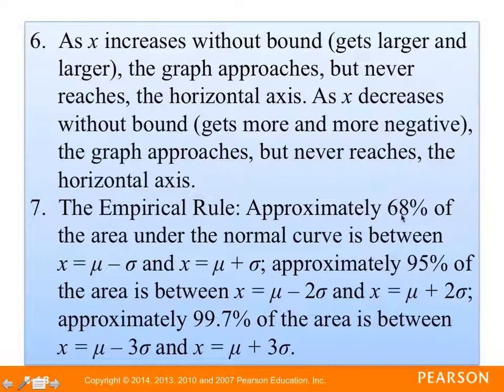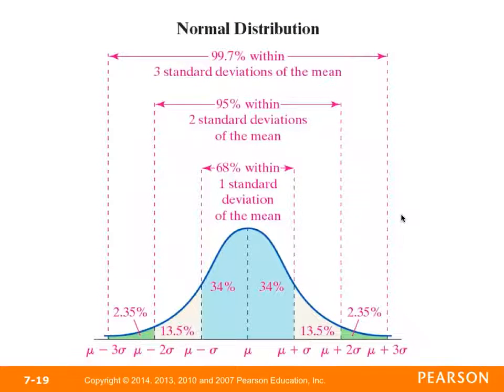So we have 68% of our observations within 1 standard deviation of our mean, 95% of our observations within 2 standard deviations of our mean, and 99.7% of the observations within 3 standard deviations of our mean in either direction. So if we look at this right here, this is a visual representation of that empirical rule. We have our mean in the middle, and if we go to the left 1 standard deviation and to the right 1 standard deviation, we end up with this blue area here. And this is going to be 68% of our observations.